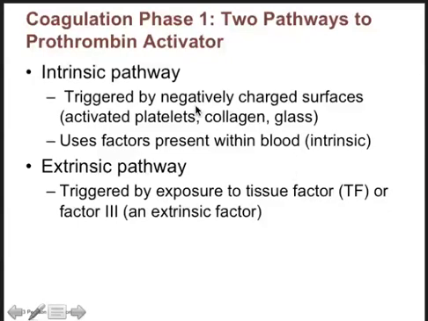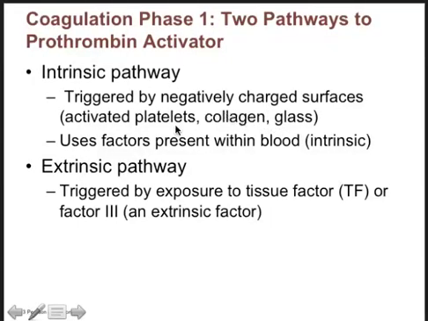When you're looking at the intrinsic factor, we're talking here about something that's coming in from the outside, basically. Exposure to collagen, for instance, would result from injury to tissue. Activated platelets would result from them basically sticking to the collagen fibrils. Glass and foreign substances often are seen at the site of an injury, such as in a laceration or a puncture. So it uses factors that are present within the blood. That's why it's called the intrinsic pathway.